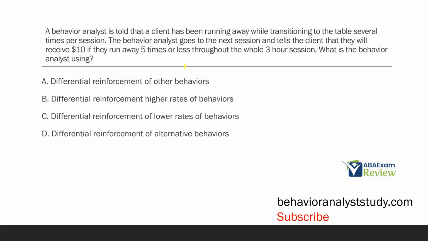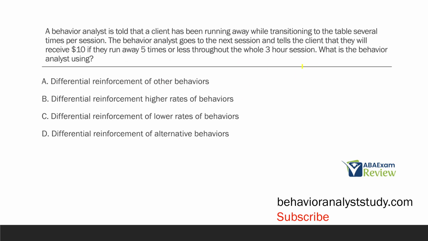A behavior analyst is told that a client has been running away while transitioning to the table several times per session. The behavior analyst goes to the next session and tells the client that they will receive $10 if they run away 5 times or less throughout the whole 3-hour session. What is the behavior analyst using? So we have a differential reinforcement question.